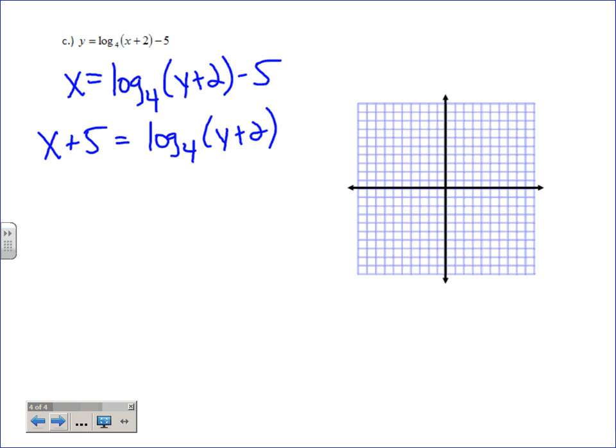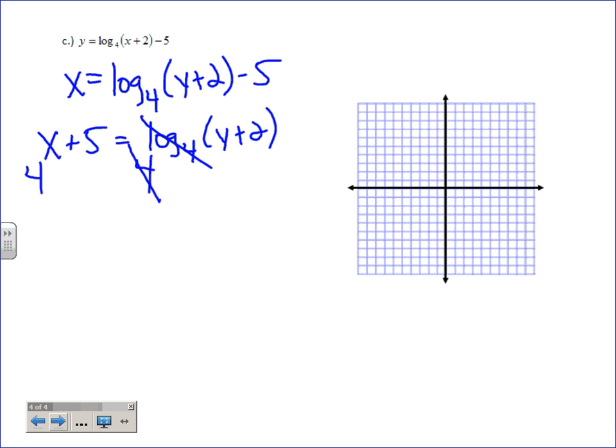Make both of these sides exponents, and make them exponents with 4 as the base. Now they're all exponents, because I needed a base of 4 to cancel off my log base 4. And remember, when you have bases like this, they cancel.